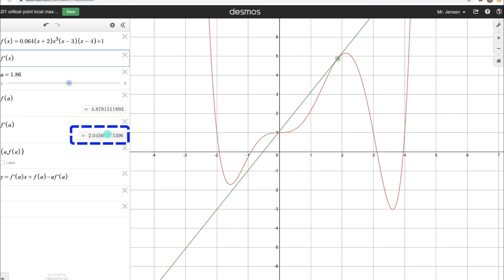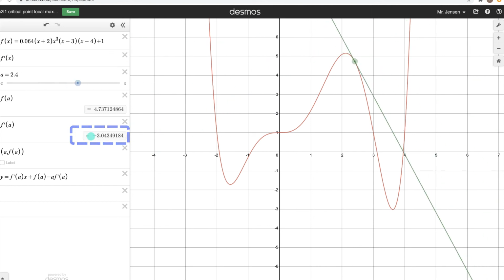It looks like the derivative was positive, which means the function was increasing before. And then what's the value of the derivative after that x value? The value of the derivative is negative, which means the function is now decreasing. So the function was increasing before the critical number, decreasing after the critical number, which means it must be a local max point.